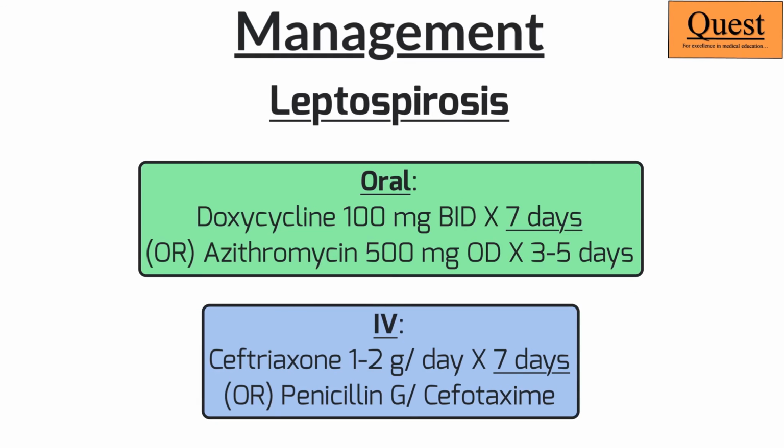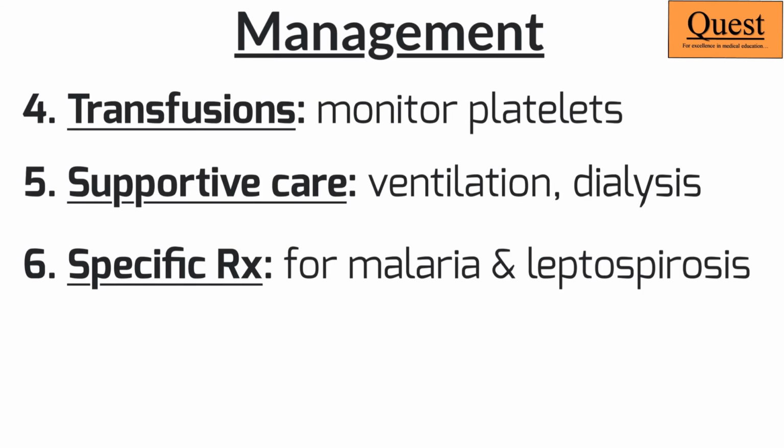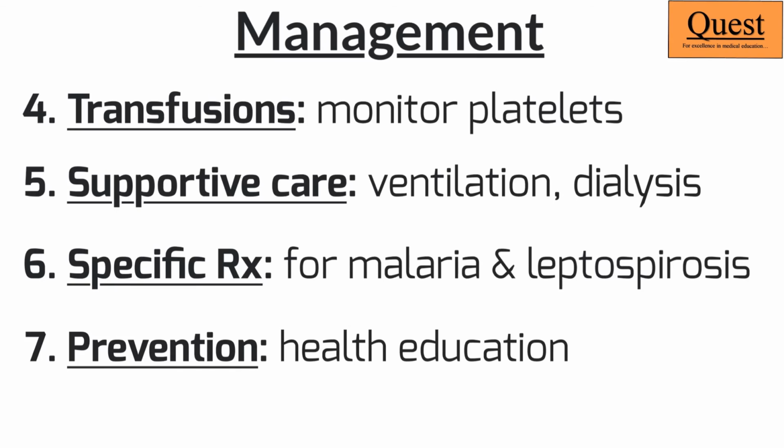For leptospirosis, depending on where the patient is, in the community that is OPD based, we could give doxycycline, or if the patient has been hospitalized, we can use either IV ceftriaxone or sometimes penicillin. Management of acute febrile illness is not complete without thinking of the preventive measures, and all patients should be educated so that they do not have relapse of this and their family members do not suffer from similar consequences.